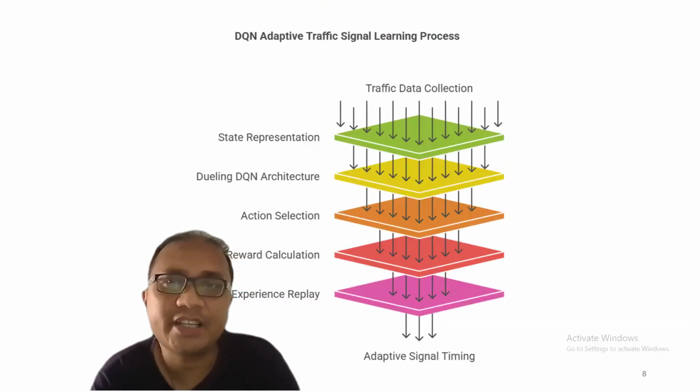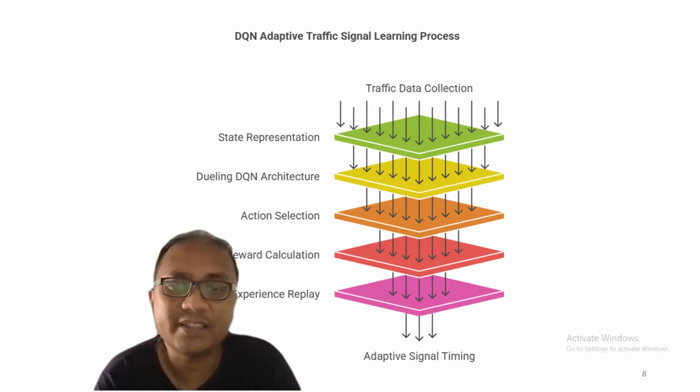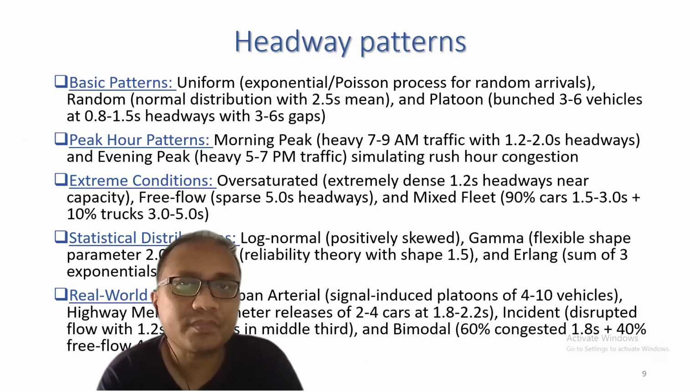And this is the frame structure. First, traffic data are collected, then state representation. I use the dueling DQN architecture. Actions are selected, rewards are calculated, experience replay is applied, and lastly, the adaptive signal timing is adjusted accordingly.